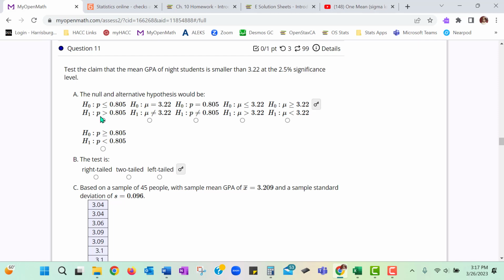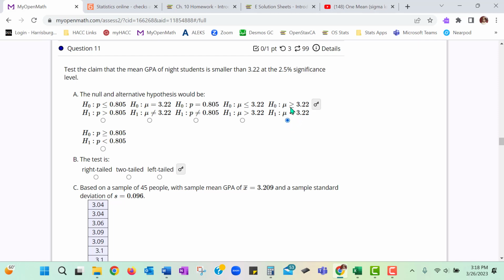So anything with a P isn't going to be correct because P is proportion and we're testing the mean GPA. And so we definitely want our H naught, our null hypothesis, to be mu equal to 3.22. But I don't think we want not equal to. It said smaller. So we want to find the less than one. I don't see that. Actually, all I see is this one. So it looks like this is the only one that could work.